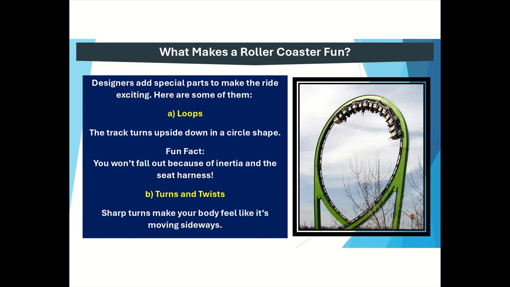What makes a roller coaster fun? Designers add special parts to make the ride exciting. Here are some of them. A. Loops. The track turns upside down in a circle shape. Fun fact: you won't fall out because of inertia and the seat harness. B. Turns and twists. Sharp turns make your body feel like it's moving sideways.